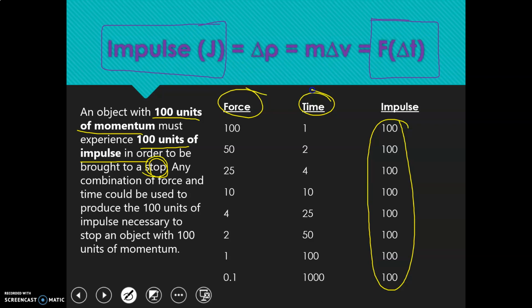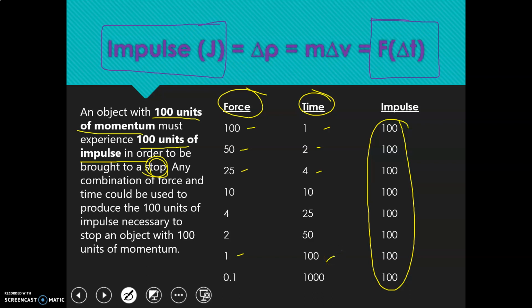So there's several different scenarios. You could apply 100 newtons of force. It would only take 1 second. There's your 100 units of impulse. You could apply less force. Maybe you only want to apply 50 newtons of force, but it would take twice as much time, 2 seconds. Maybe you have even less force to apply. Maybe the force is only 25 newtons, so it would take 4 seconds to stop whatever moving object it is. Maybe you only have 1 newton of force, so that means it's going to take 100 seconds.